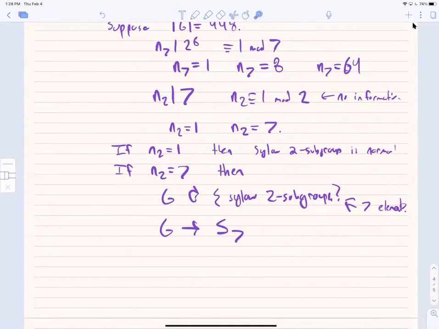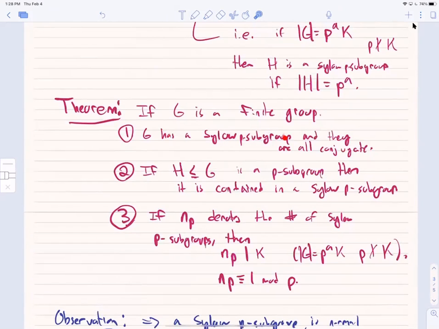We know this is not a trivial action. This is a conjugation action on the Sylow 2 subgroups. We know there are 7 of them, since we're in the case n2 is equal to 7. And the Sylow theorems tell us all of the Sylow P subgroups are conjugate. So whenever you take the set of Sylow P subgroups and look at the action of G on it by conjugation, that's a transitive action.